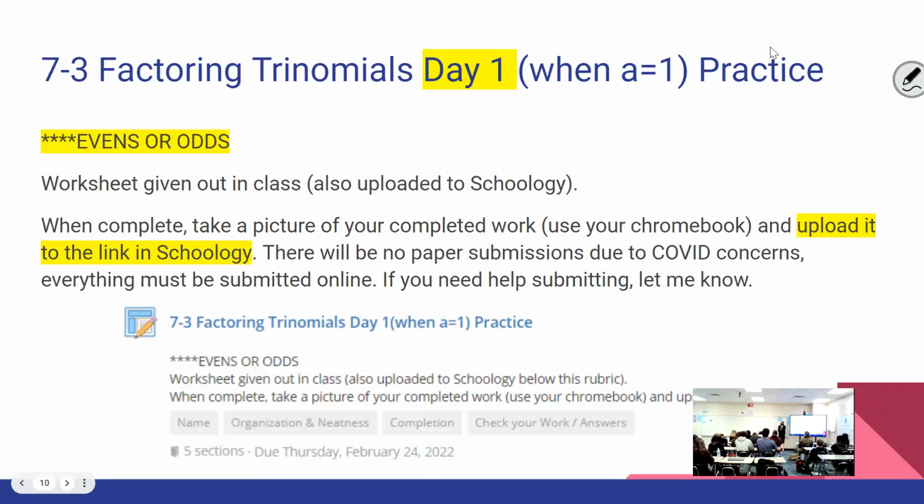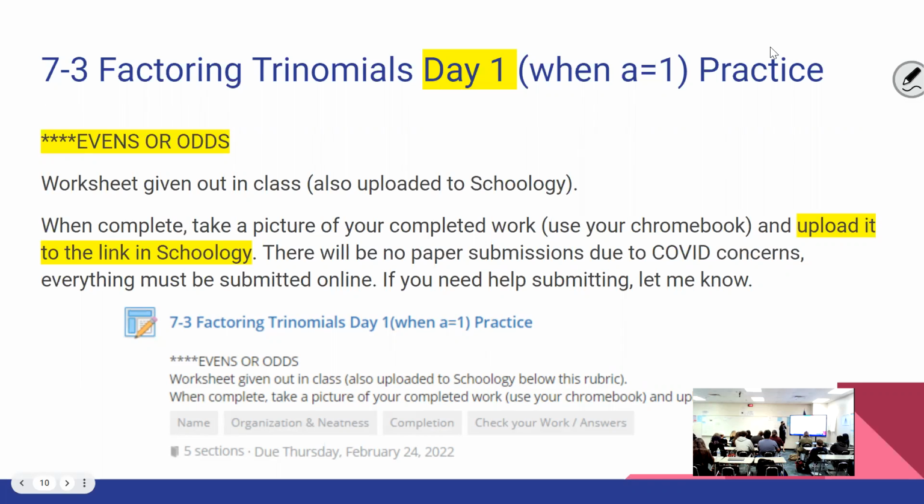The practice for day 1 is what you picked up today. It even says day 1 on it. So don't confuse the day 1 and the day 2 practice. Tomorrow it'll be a worksheet that says 7-3 day 2 practice. Anytime I have a day 1 and day 2 practice, I always get students saying, "I turned this in. Why is it marked as missing?" Because you only turned in the day 1 practice, or you only turned in the day 2 practice. So just be aware when you turn things in.